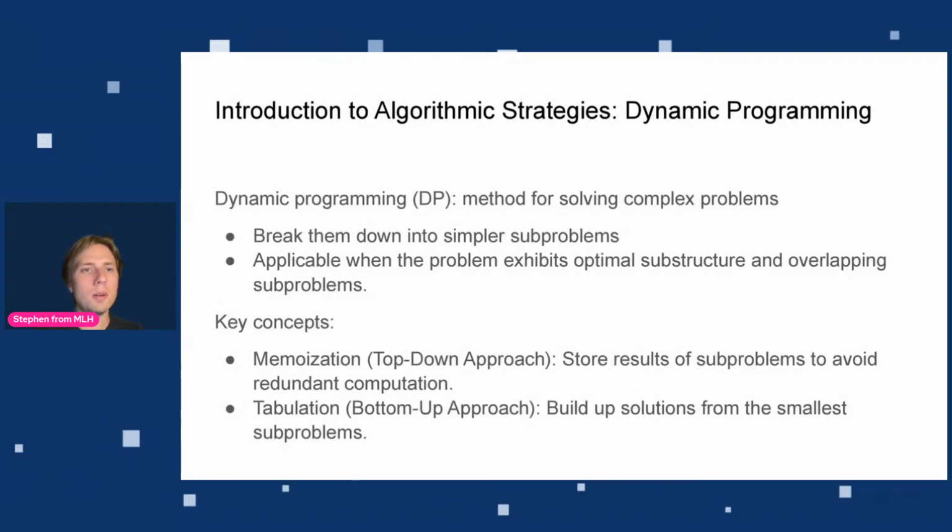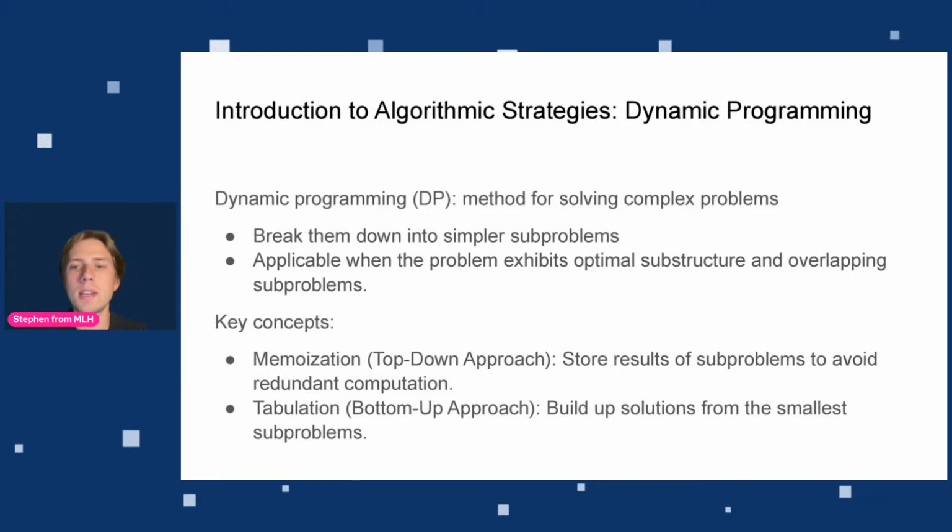So here's one really common algorithmic strategy called dynamic programming. It's a method for solving complex problems. You break them down into simpler subproblems, and it's really useful when your problem exhibits some optimal substructure or overlapping subproblems and things like that. And so there's two key concepts I wanted to mention here.